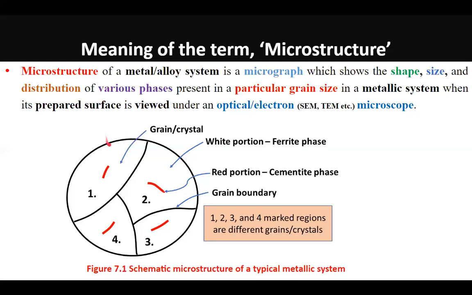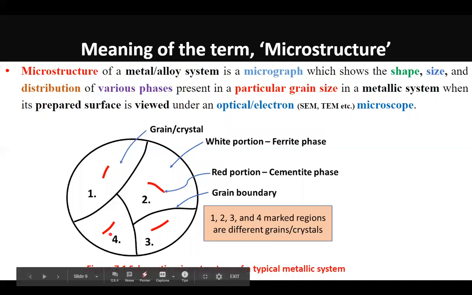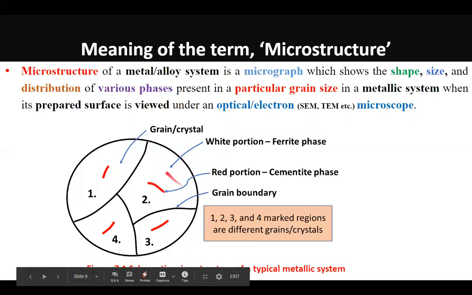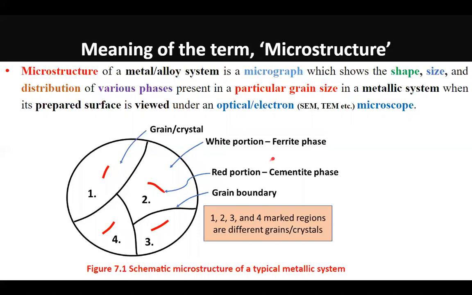So when you have investigated this entire white region, you see none of the things that we have spelled out change. So this entire white region is a homogeneous region, representing a particular phase. Here I have called it the white phase, or generally in steels this is the ferrite phase. And we can now see another region which is red in color.